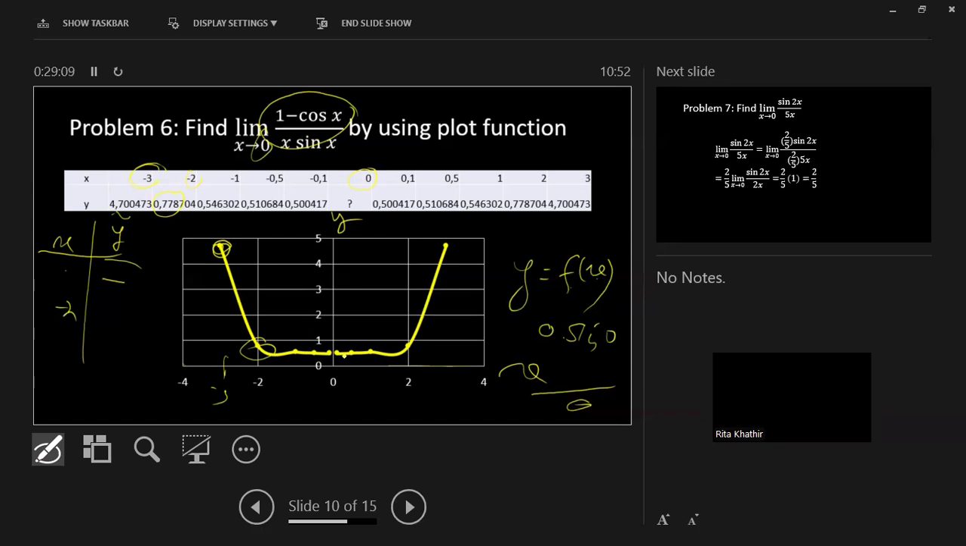But if we just continue the line, what do you guess? What value do you guess for y? Here is 0, here is 1. Half? Half, 0.5. Just guessing. But we have to prove it. What happened there?